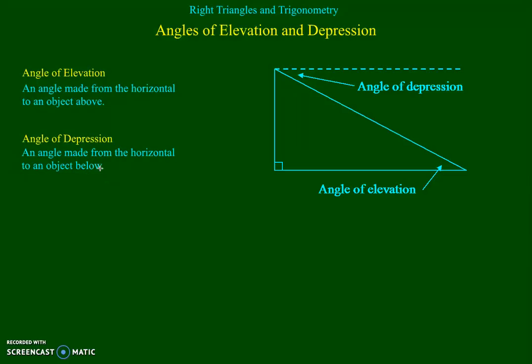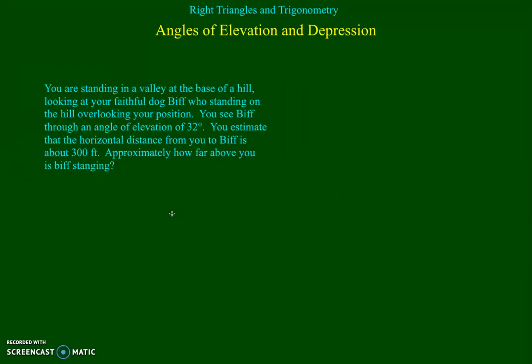So let's go ahead and see if we can use this in a specific example. So here's our example, and let's go ahead and read it and see if we can absorb what it's saying. You are standing in a valley at the base of a hill, looking at your faithful dog Biff, who is standing on the hill overlooking your position. You see Biff through an angle of elevation of 32 degrees. You estimate that the horizontal distance from you to Biff is about 300 feet. Approximately how far above you is Biff standing?